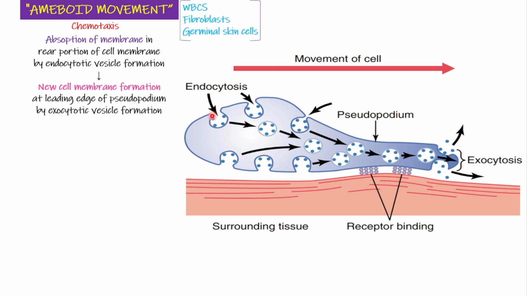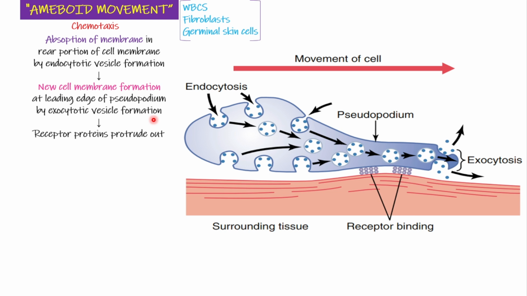Now, membrane is being absorbed from this side, and membrane is being added, or a new cell membrane is formed, at this side. So there will be reduction in cell membrane on this side, and addition of cell membrane on the opposite side, in the direction of the movement. So there is new cell membrane formation at the leading edge of the pseudopodium by exocytotic vesicle formation.